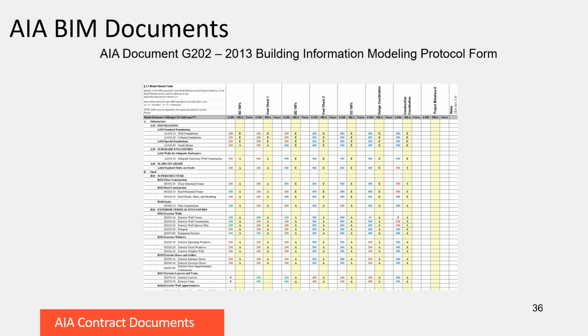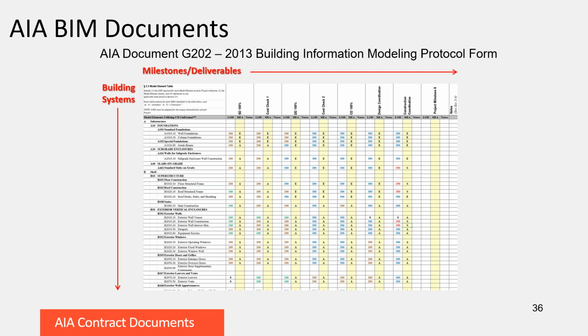So the G202 then has a table in it that allows models to be profiled according to these levels of development. Building systems are listed down the left-hand side in a Uniformat 2010 breakdown, and then there are milestones and deliverables as sets of columns. There are the standard milestones, maybe SD, DD, and CD, or you might have midpoints of those. And then there are other deliverables that you might have along the way, for things like cost checks and coordination and so on. These are information exchanges.